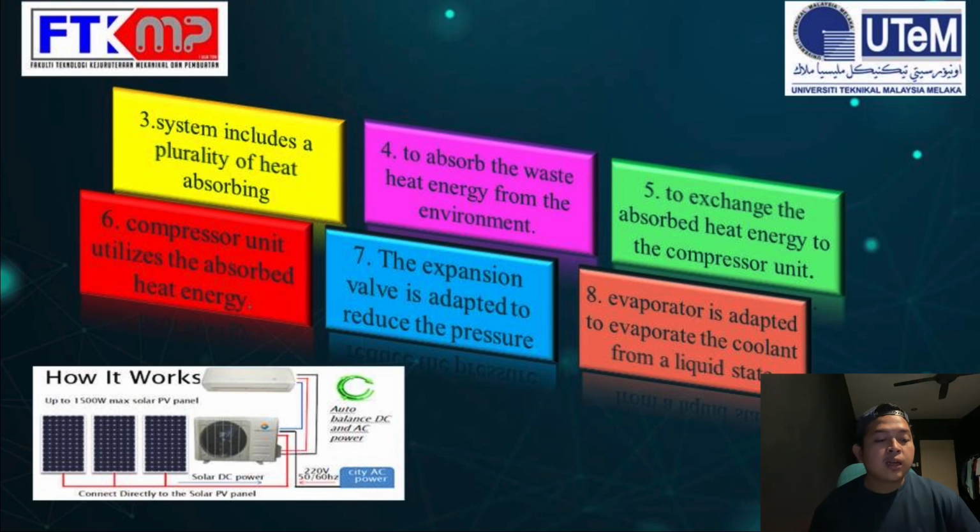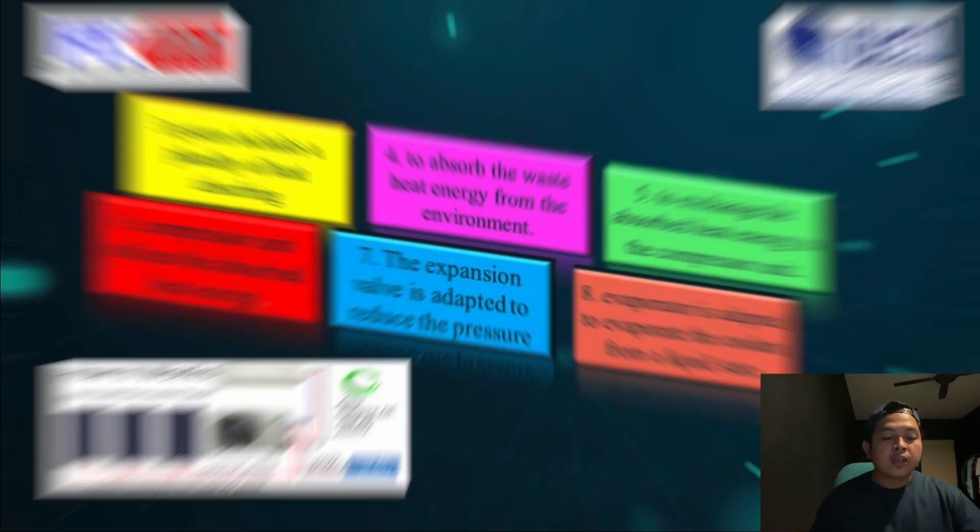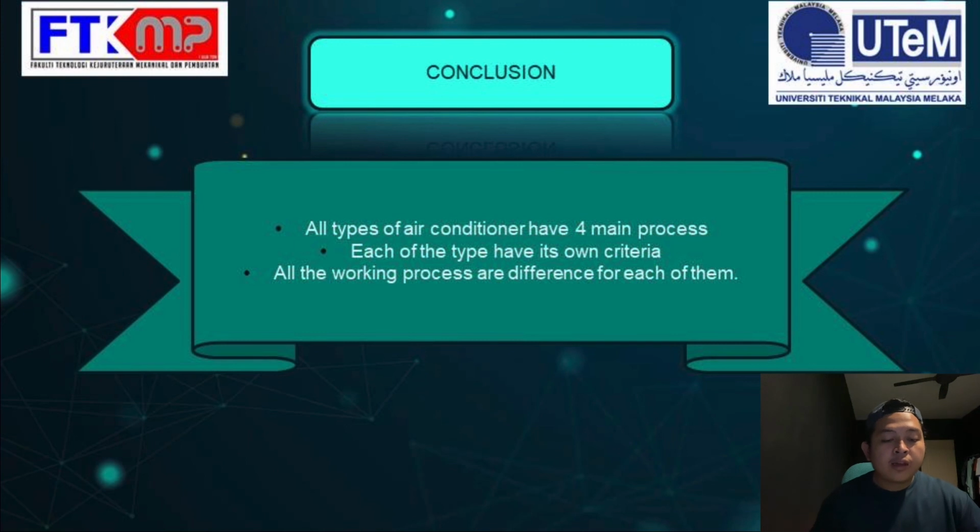The sixth one, the compressor unit utilizes the absorbed heat energy for increasing the temperature and pressure of the coolant. The seventh one is the expansion valve, which is adapted to reduce the pressure and temperature of the liquid coolant. The last process is the evaporator, which is adapted to evaporate the coolant from a liquid state into a gaseous state.